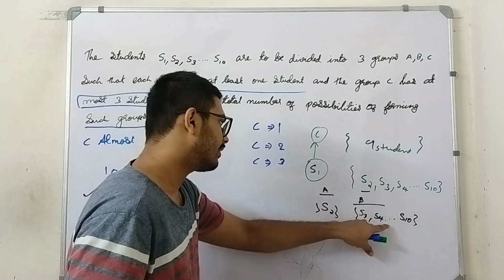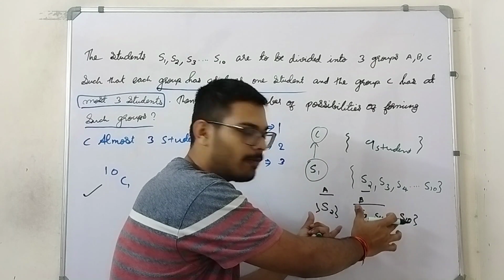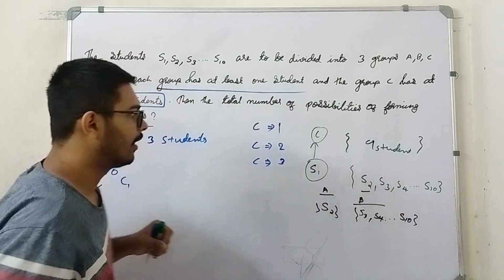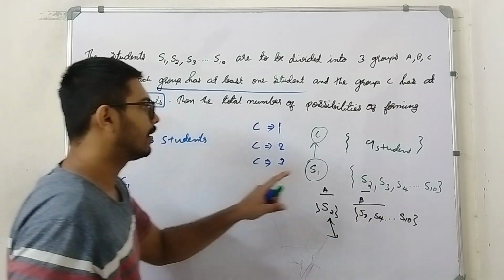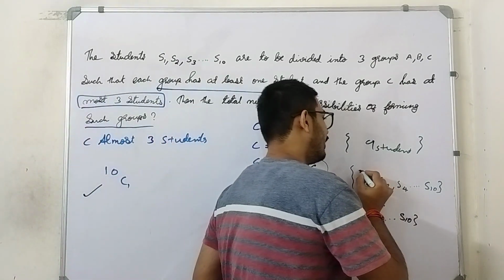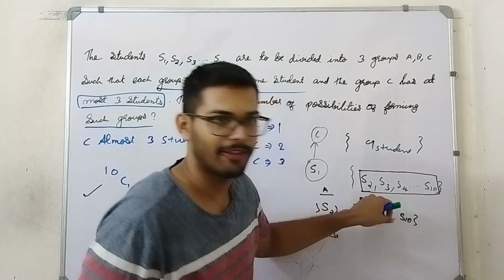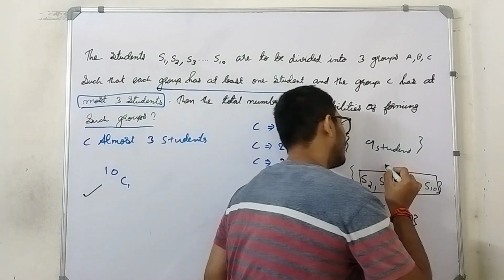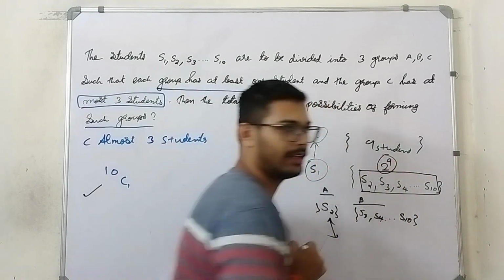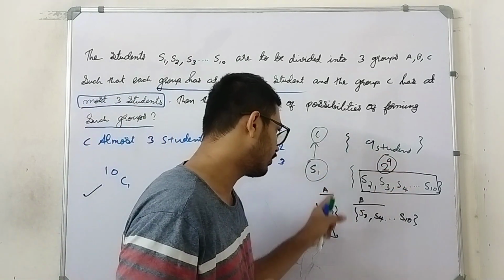If A is selected differently, the rest of the students automatically go to B. So how many different ways can you select A? You can select A in as many ways as the number of subsets this set has. As this set has 9 elements, the number of subsets is 2 raised to 9.